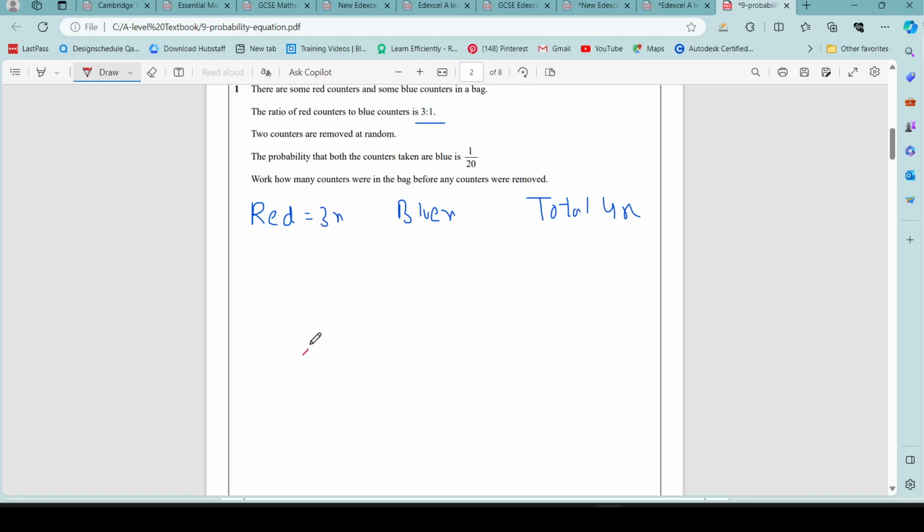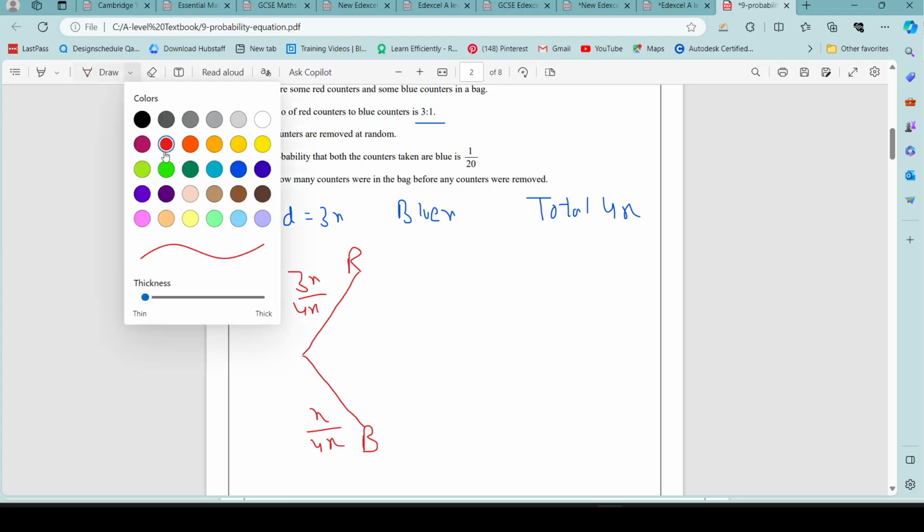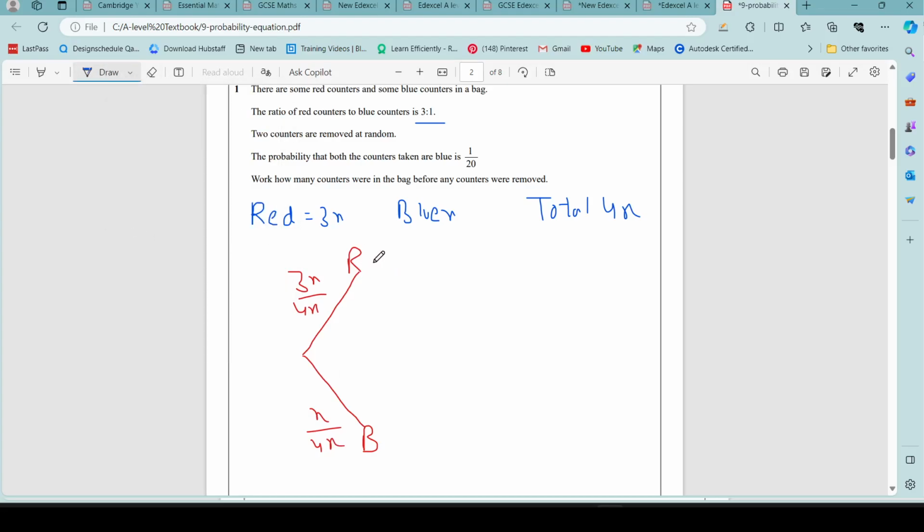Initially when you choose, what is the probability that you'll get red and what is the probability that you'll get blue? It's 3x over 4x for red, and x over 4x for blue. Now for the second counter, if the first was red, it can now be 3x minus 1 over 4x minus 1.